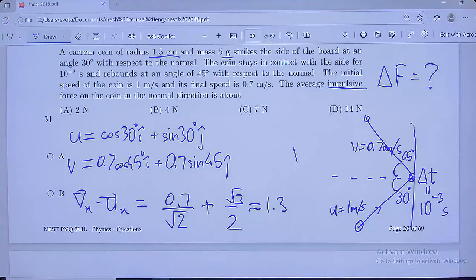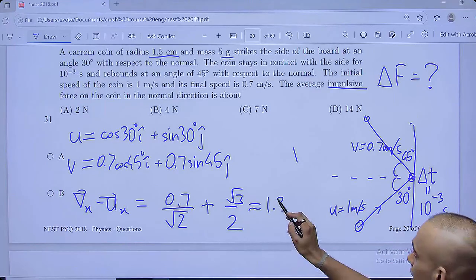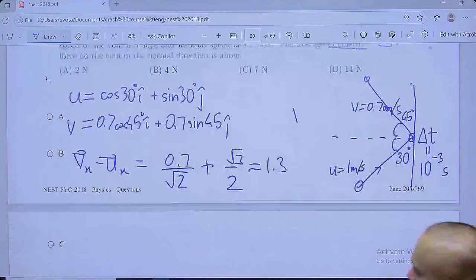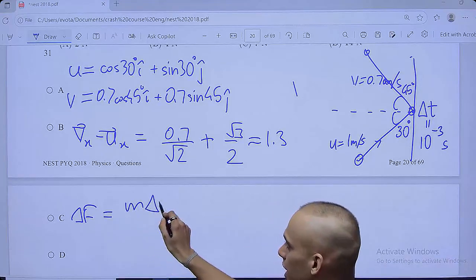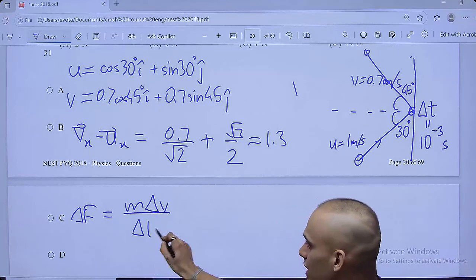And dividing it by 10 power minus 3, we get 1.3 into 10 power minus 3. And its mass we have been given to be 5. So 1.3 into 5 will be the final answer. F is equal to m into delta V upon delta T.